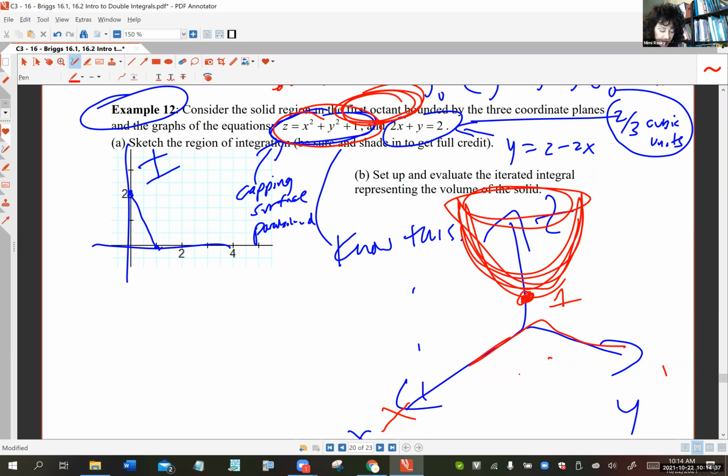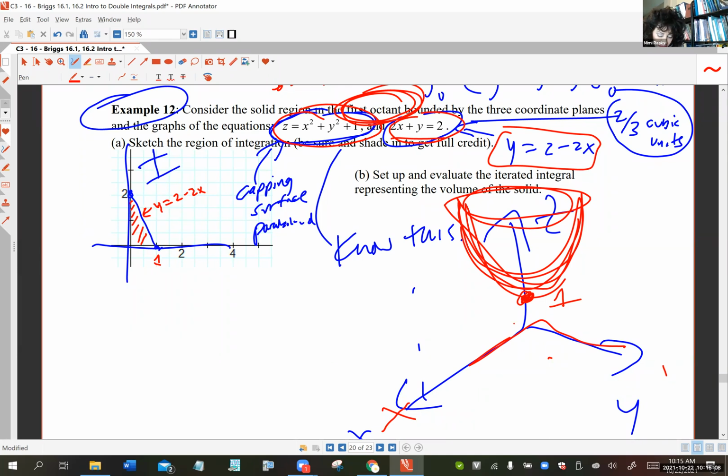And what's going on? So they gave us an equation, 2x plus y equals 2, which is the equation of a plane. So that's going to be one of the sides of the solid. But this plane does cut through the xy plane. And if you graph it, which I rewrote by solving it for y equals 2 minus 2x, that's this little diagonal line right here. So the base of the solid is this little triangular sliver right here.